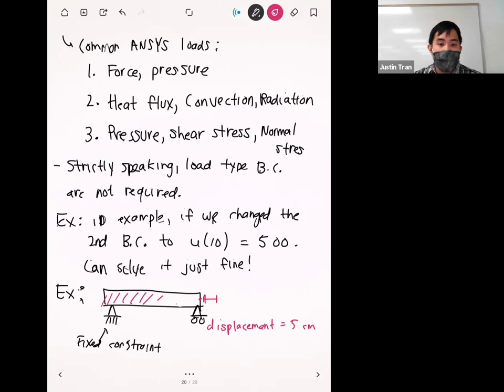Question. So the stress will be coming from the weight of the beam, or would it be the force?